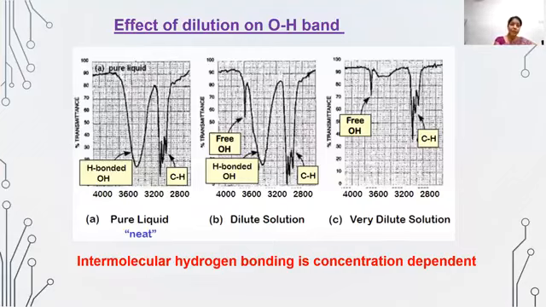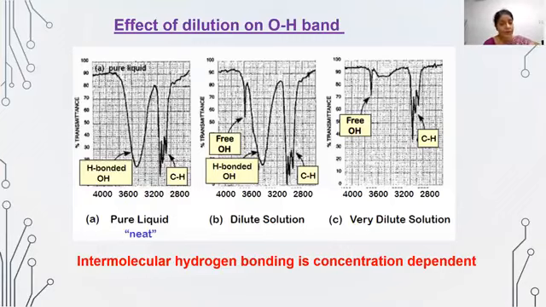Here you can see the effect of dilution on the OH band. When we take a concentrated solution or the pure liquid, pure ethanol suppose, all the alcohol molecules are strongly intermolecular hydrogen bonded. When they are strongly hydrogen bonded, then only a broad band will be observed at 3300 centimeter inverse.